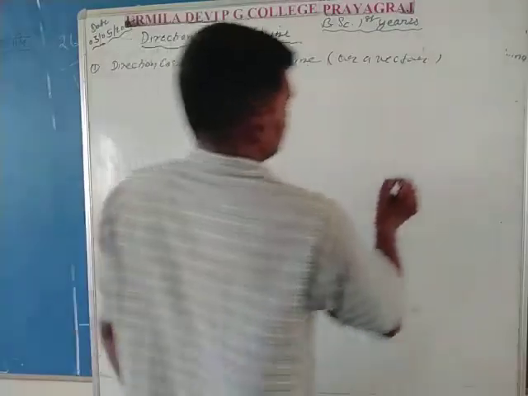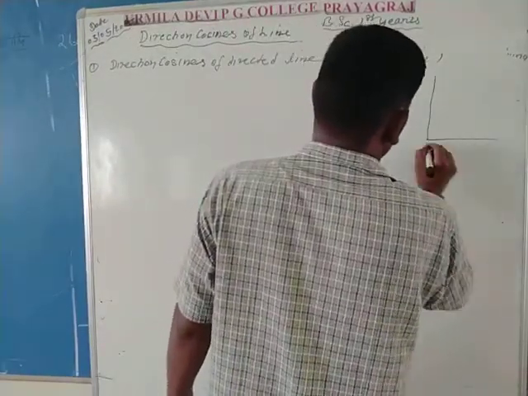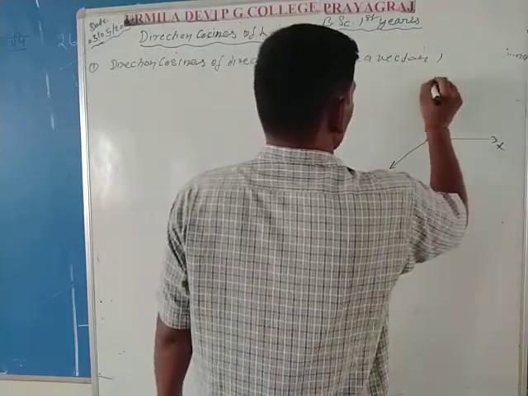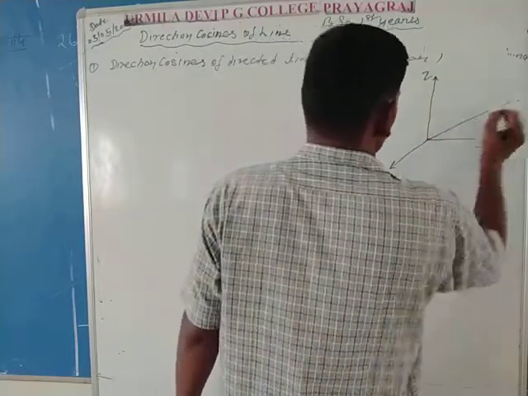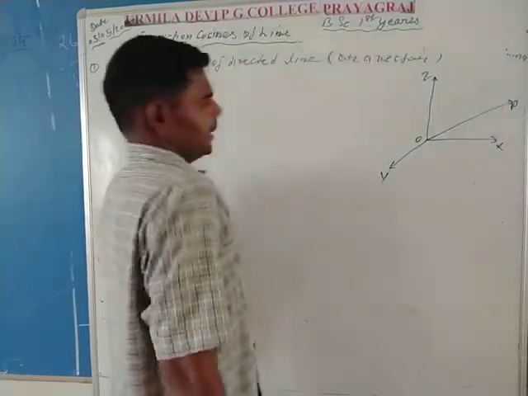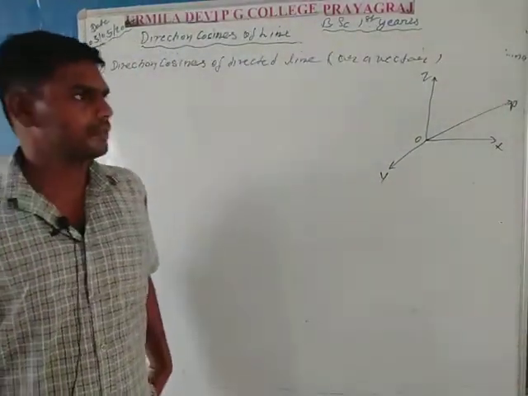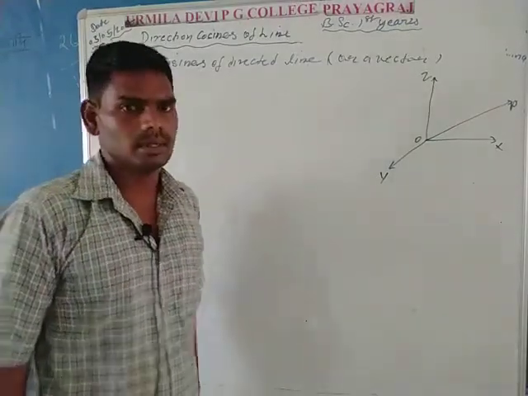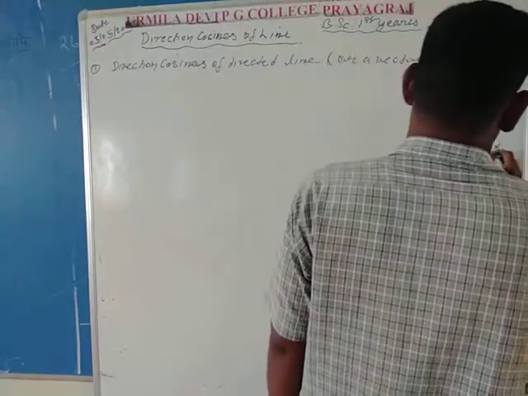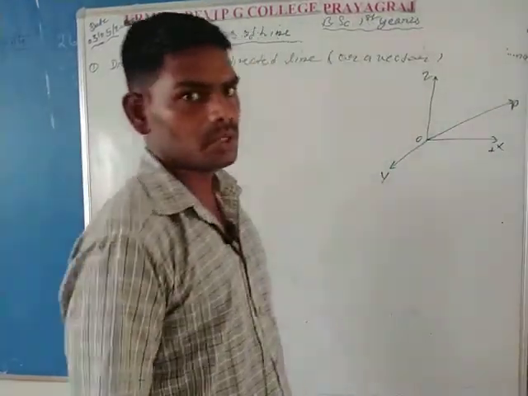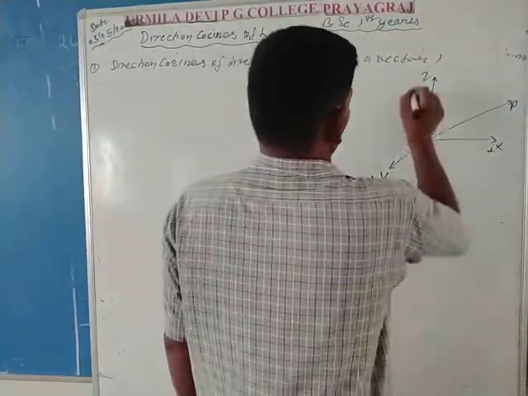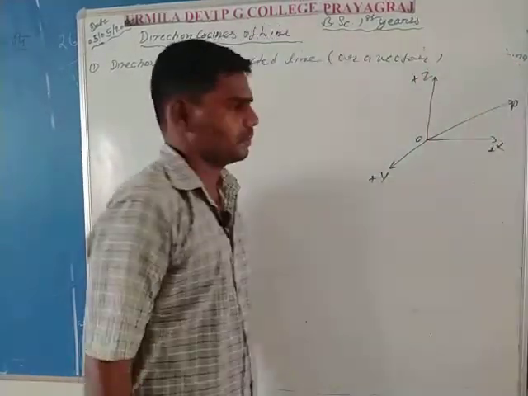For this, draw a figure. The figure is of this type: x, y and z. Draw a line. Suppose that line is OP, and capital O is the origin of three-dimensional space. OX is the positive x-axis, OY is the positive y-axis, and OZ is the positive z-axis.